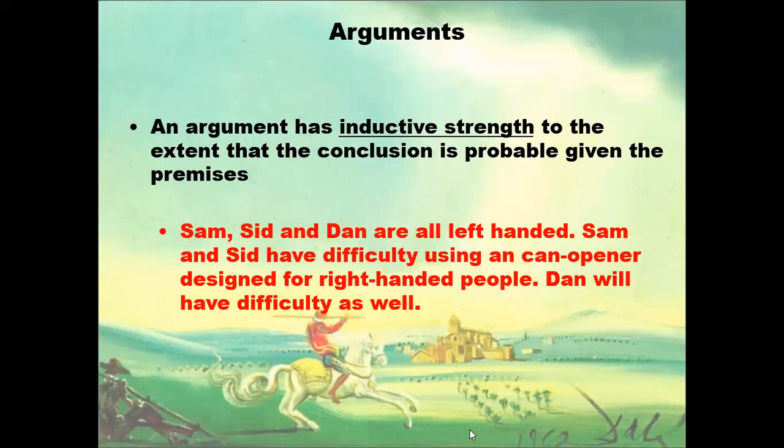So my point is, let's go back to this. Would you be willing to assume, based on what is provided here, that Dan will also have difficulty with the can opener? Yes or no? Is it a strong argument? In other words, is what we know about Salmon, is it meaningful in extrapolating some idea of what's going to happen with Dan? Yes or no?